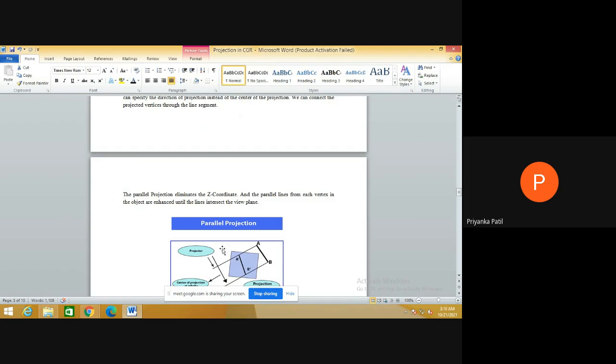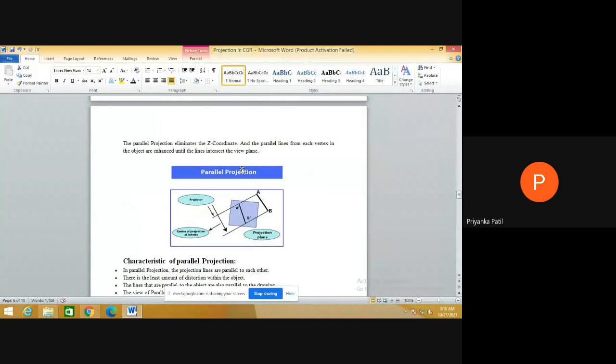So with the help of parallel projection, the z coordinate is discarded and the parallel lines from each vertex on the object are extended until intersection occurs in the view plane. The point of intersection is the projection of the vertex. We connect the projected vertices by line segments, which correspond to the connections of the original object. So this is the basic layout of parallel projection. In that, we can maintain the size and shape of the given object.